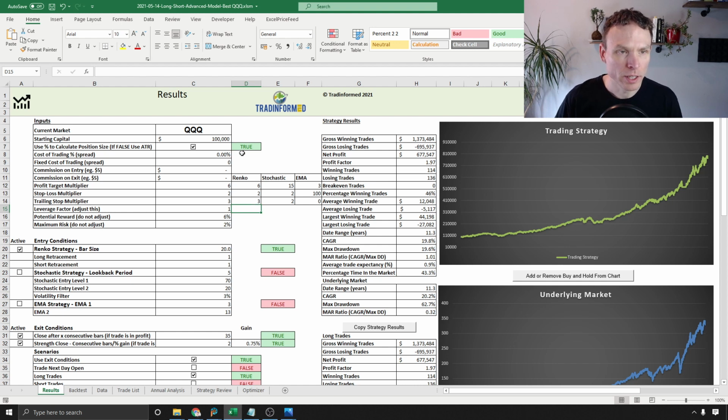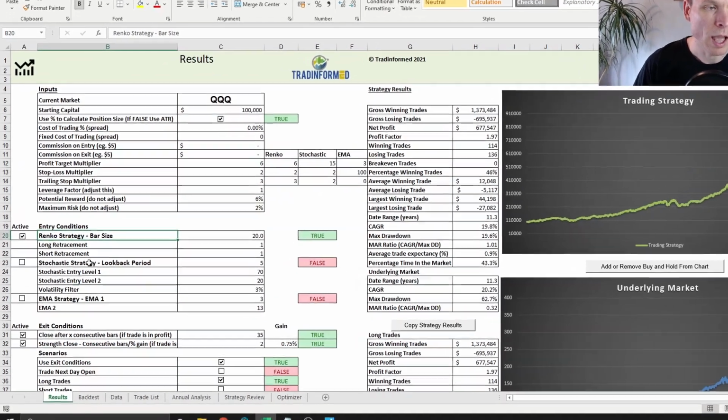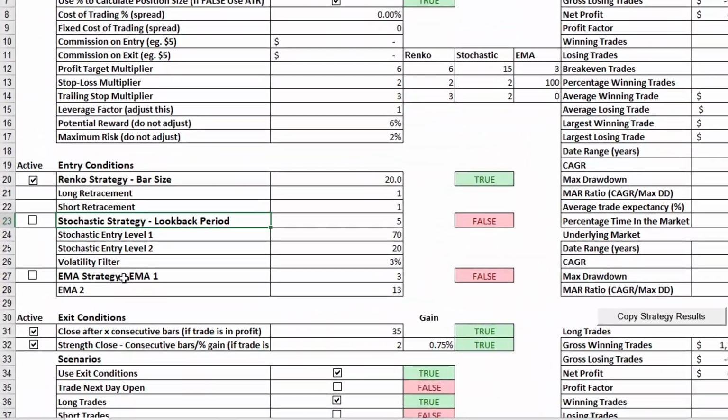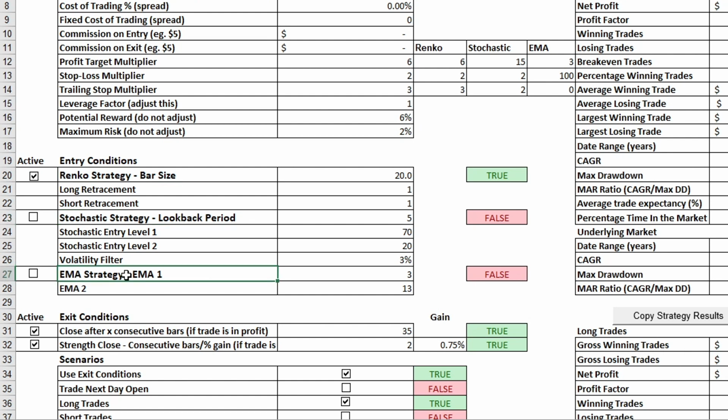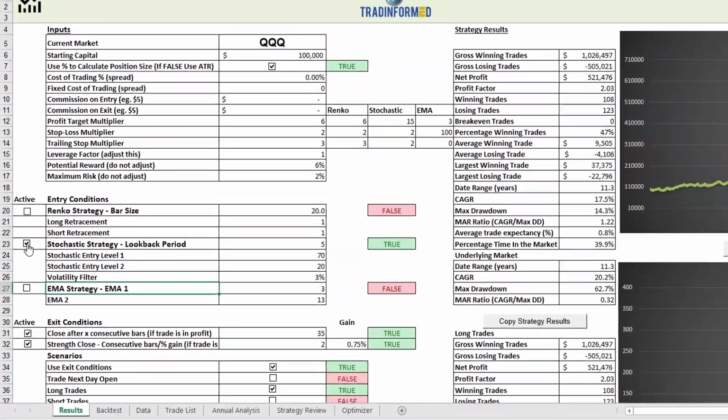On the screen is a TradeInformed backtest model. It is built in Excel, and this particular model was created for TradeInformed members. So I'm going to briefly show you what you can do with this model. Firstly, I have each of the three strategies. I have the Renko, I have the stochastic, and I have the two EMA strategies. So you can switch between the different strategies just using the checkbox here.